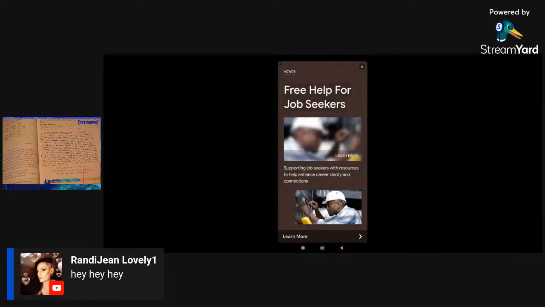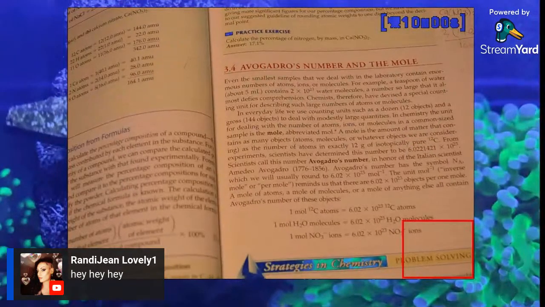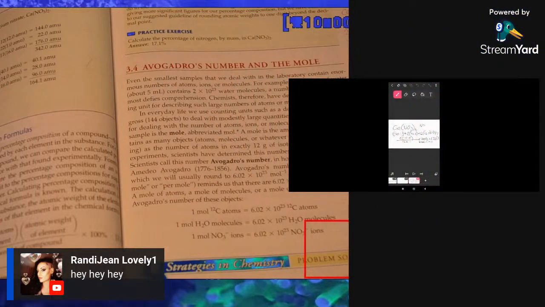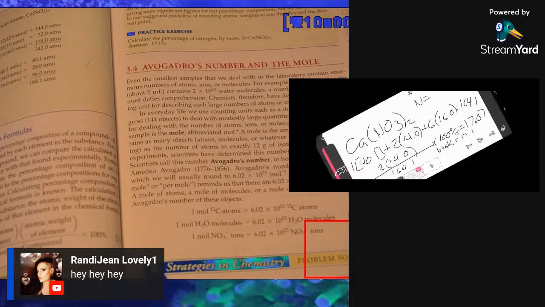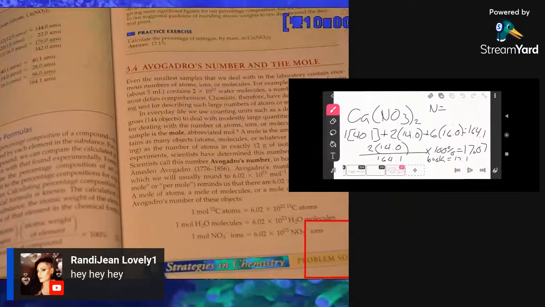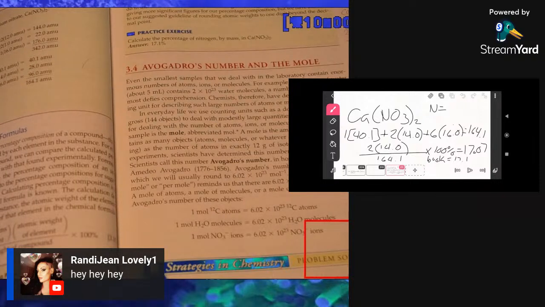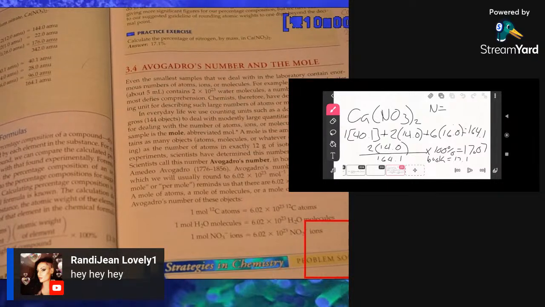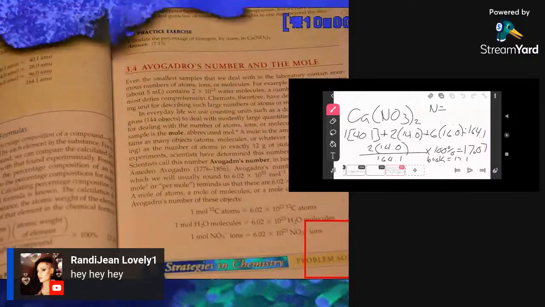Hold on, I'm trying to pull my notepad out real quick. Hold on. Okay, I think I got it out. All right, so that's where we left off last time, I think. Calcium nitrate. Yeah, calcium nitrate up there. Okay.